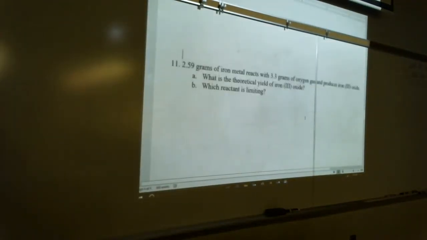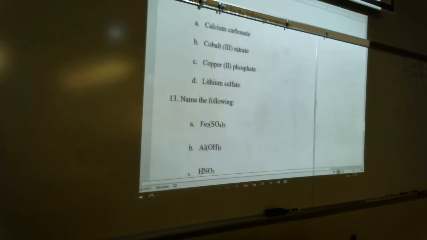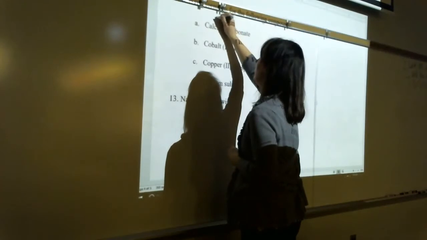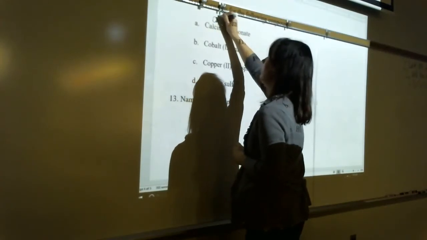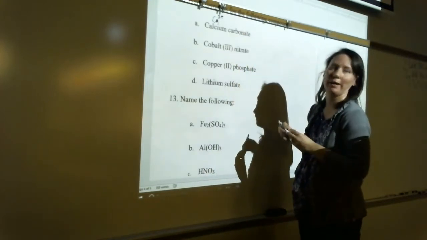That was number 11, not number 10. Formula writing. Okay, what's the formula for calcium? Calcium has what charge? Ca. We're breaking it down as the cation and the anion.